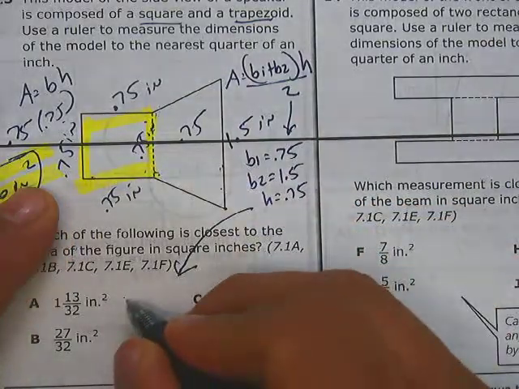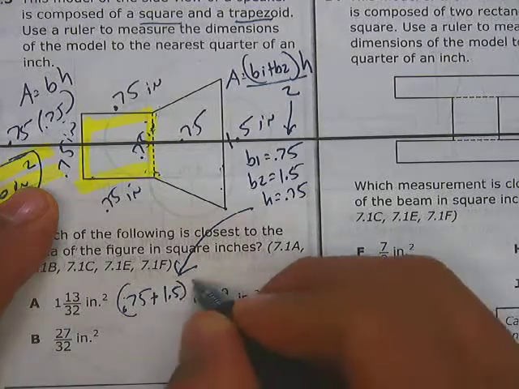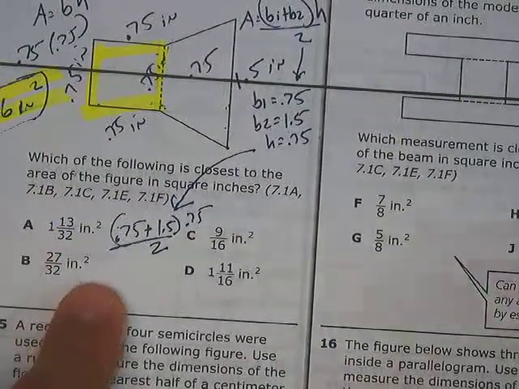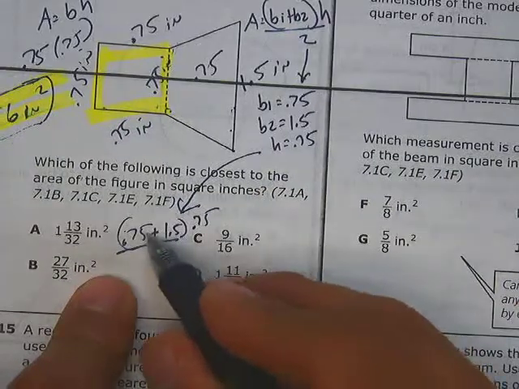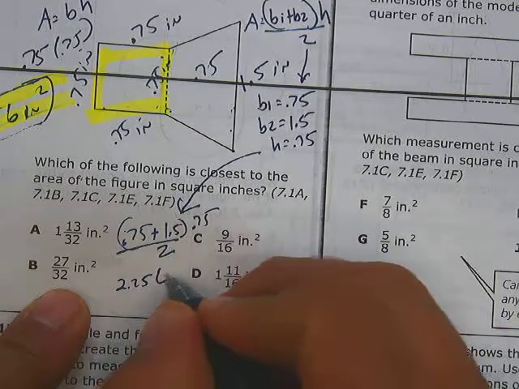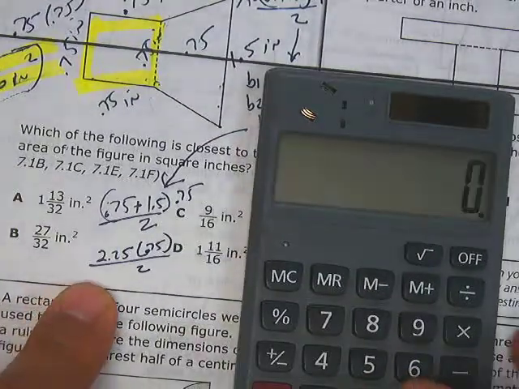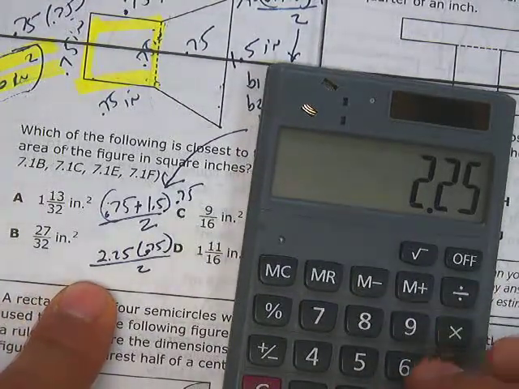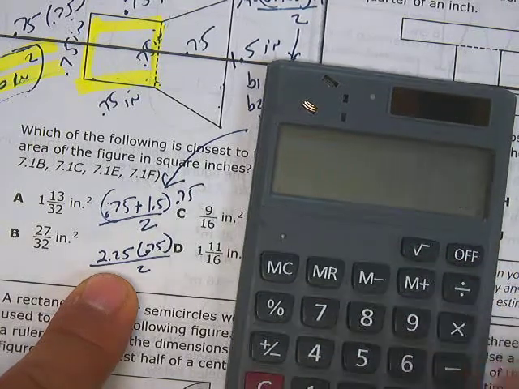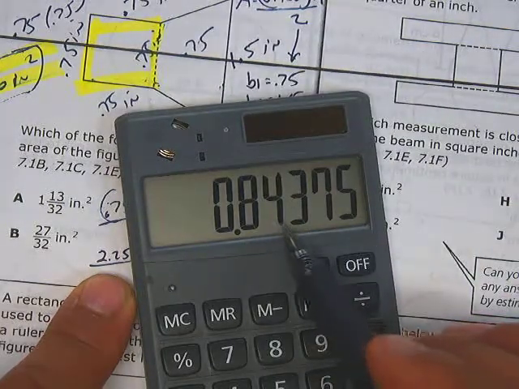And so I'm going to input that into my equation, which is right here. 0.75 plus 1.5 times 0.75 divided by 2. I'm going to put that in the calculator. 1.5 plus 0.75 is 2.25, times 0.75, divided by 2.